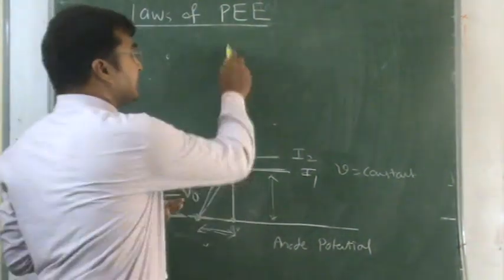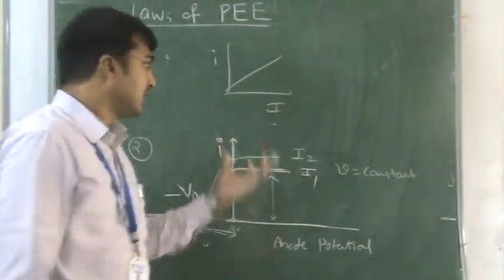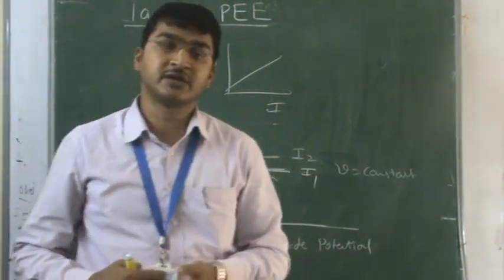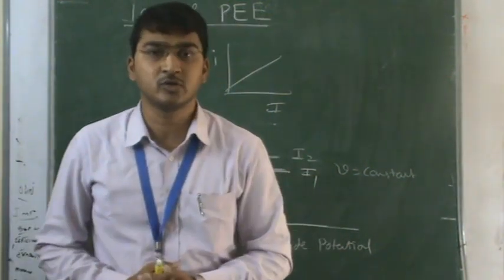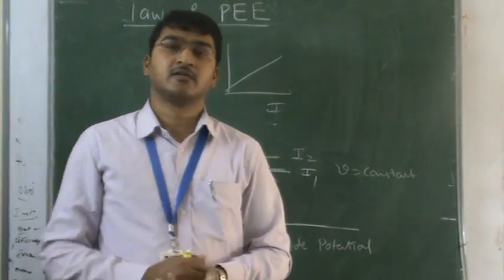One is the intensity versus photocurrent graph, and the next one, this one. You can see detailed information in the NCERT book. Just follow the NCERT books and the notes which we are sending to the WhatsApp.